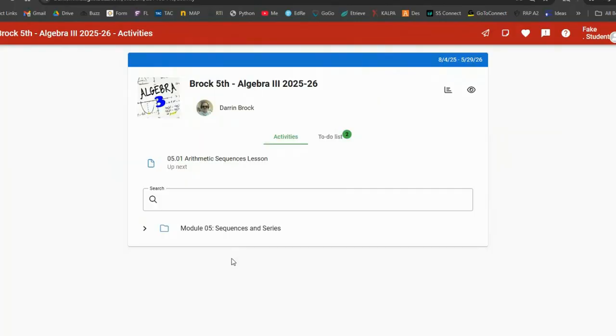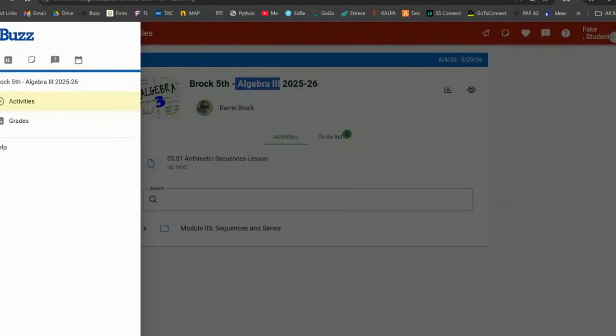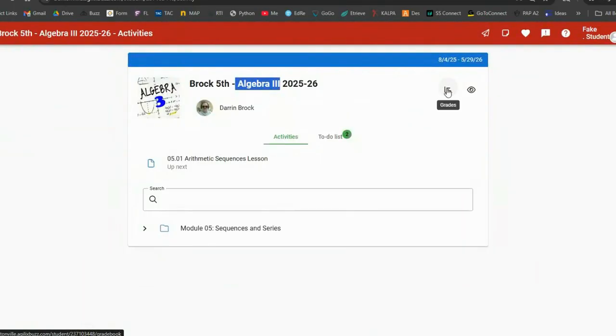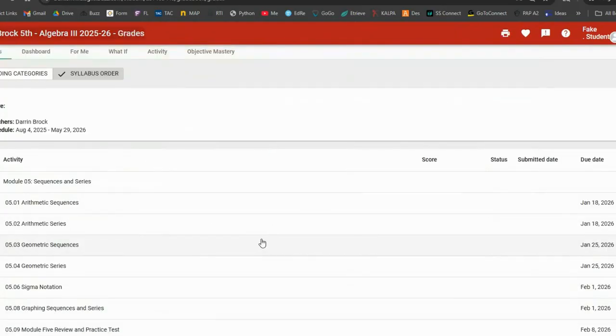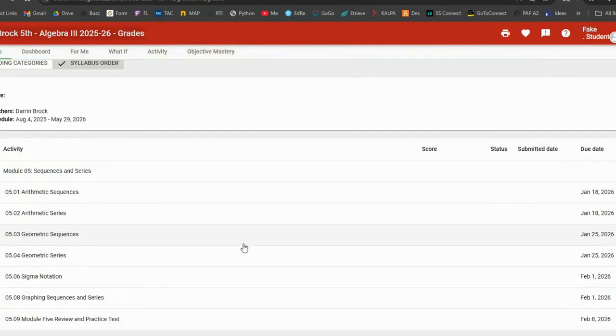In Buzz, on our Algebra 3 class, I'm going to go to the grade screen just so we can see what's due this week. I'm going to click this little icon. You can also go up here in the menu bar if you want to do it that way, but this will get you to the same place. This is our first unit this semester. We're going to start with Module 5, Sequences and Series.